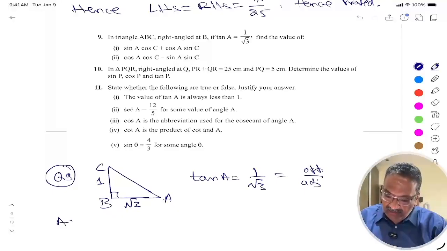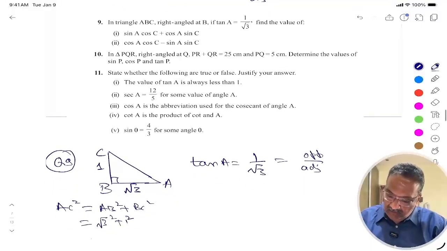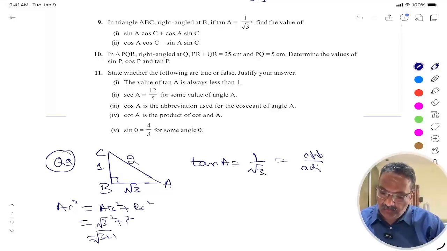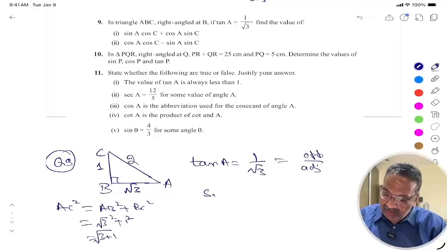In this case, by Pythagoras theorem, we have AC square is equal to AB square plus BC square, which is equal to root 3 square plus 1 square. So AC will be square root of 3 plus 1, which is 4. So square root of 4 is 2. So we have AC as 2. So what will sin A be? Opposite of angle A is BC by hypotenuse AC is 1 by 2.